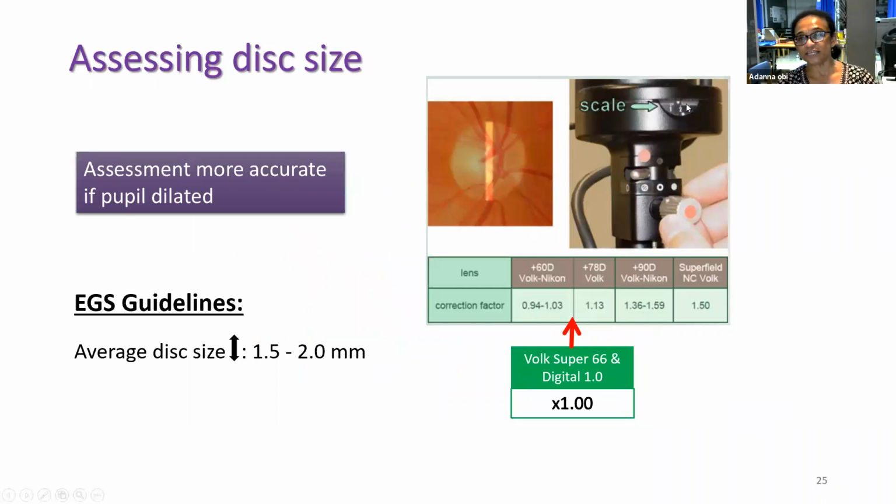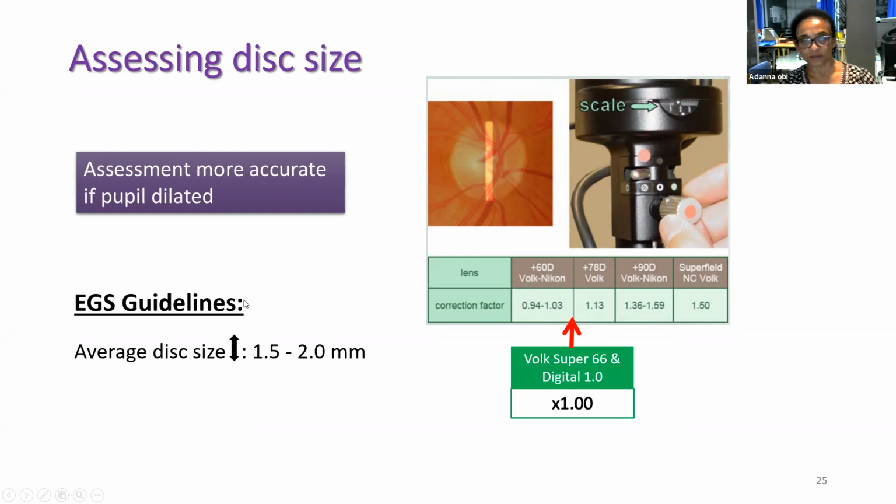Now you need a graticule on your slit lamp. You need a bright, narrow beam of light, and you're going to center it on the middle of the disc, because that's our standardized position for measuring. So you measure it there. You need to have the optic nerve head sharply in focus, and then you measure the line. If your optic nerve head is out of focus, that measurement will be inaccurate.